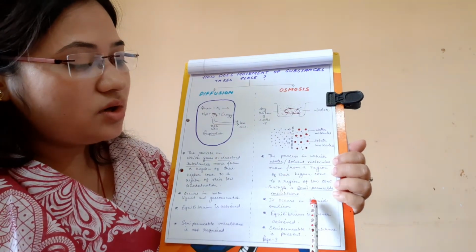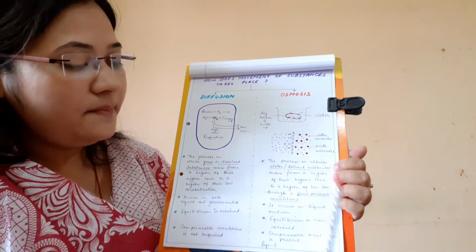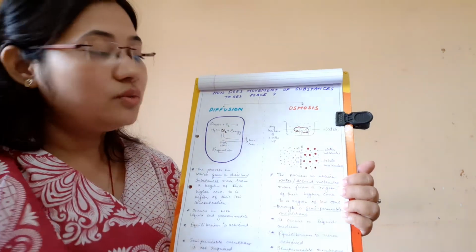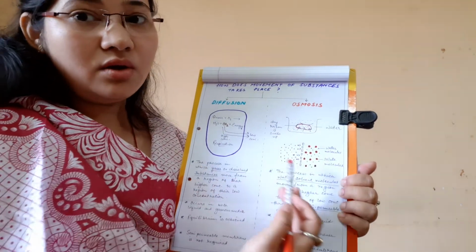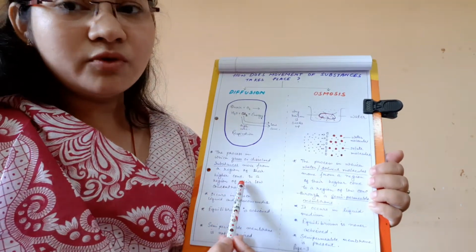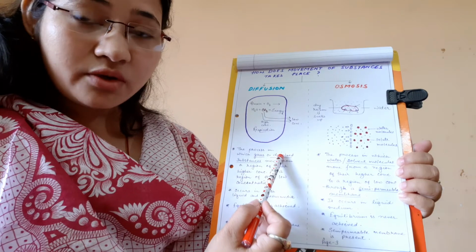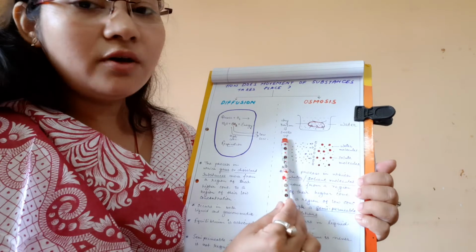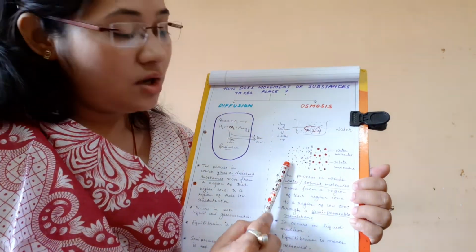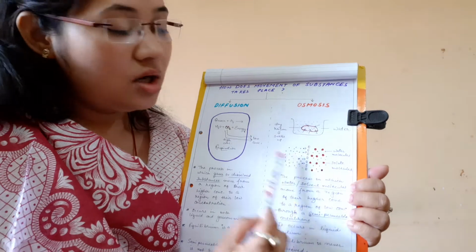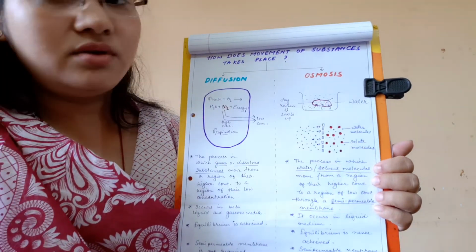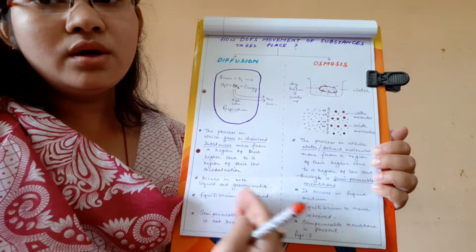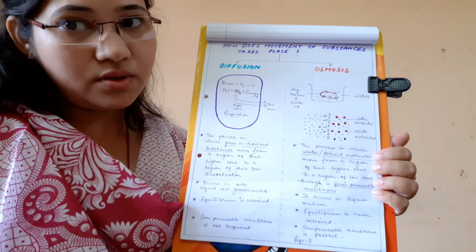Now, osmosis also occurs in liquid medium, and semi-permeable membrane is required. So please try to compare diffusion and osmosis. In case of diffusion, there is movement of gases or solute molecules or dissolved substances. But in case of osmosis, there is movement of water molecules or solvent molecules from a region of their high concentration to a region of their low concentration. So these are some of the differences between these two important processes, diffusion and osmosis.